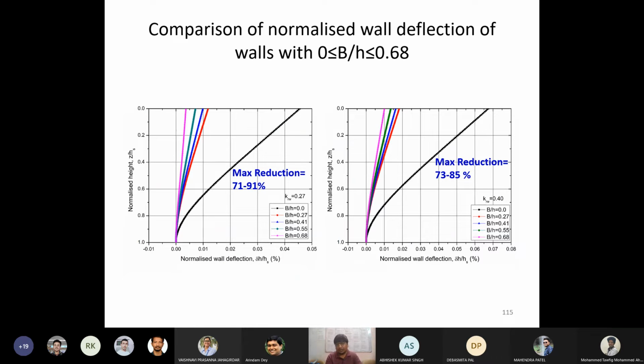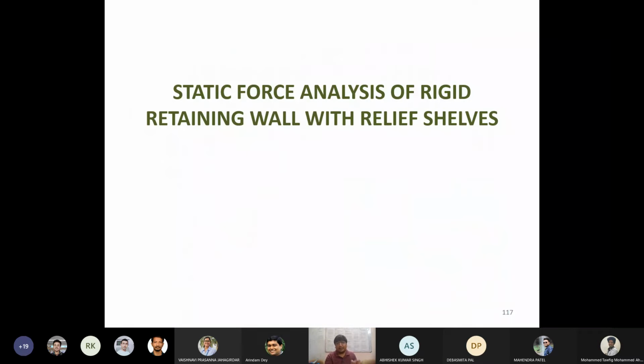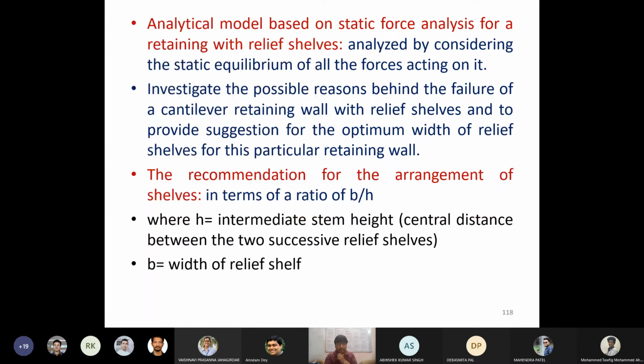So this is really a very appreciable amount of saving in terms of bending moment. Based upon our analytical solution, we have proposed this kind of configuration for this kind of wall. Another thing is that, again, with a static force analysis, we have introduced what will be the optimum width, so that we take care that this wall should not move into the vacuum. So I'm quickly wrapping this up.